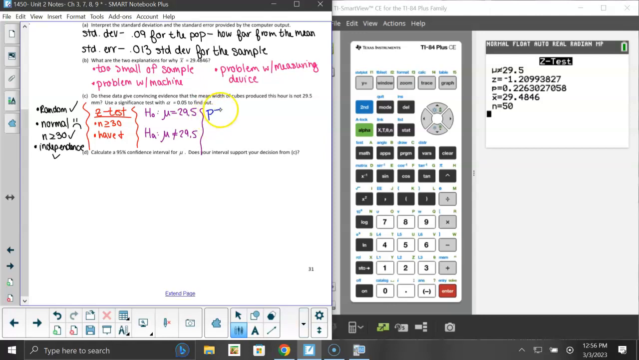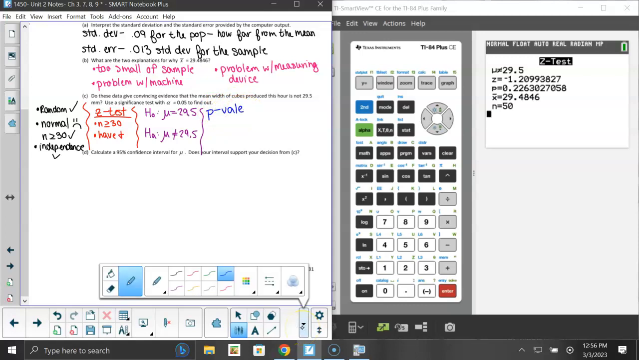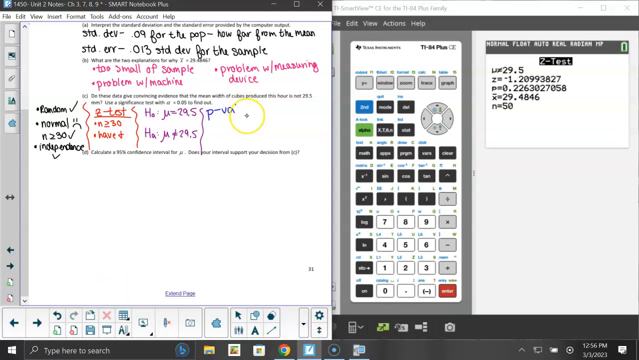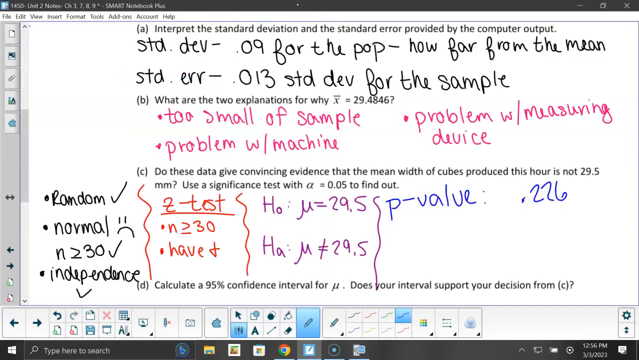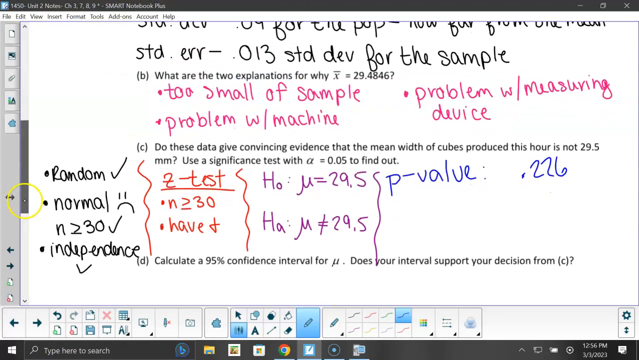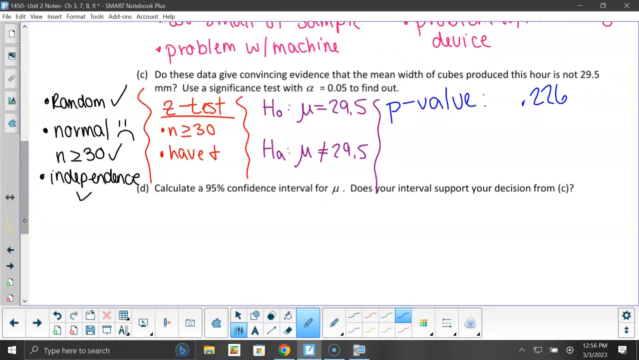Yeah, so my p-value is way higher. So we failed to reject. Small p, we reject. We failed to reject. All right, so p-value is 0.226. Do we ever need to use the z-value? Not really. So you just use the z-value to calculate the p-value? Why wouldn't I just use a calculator?